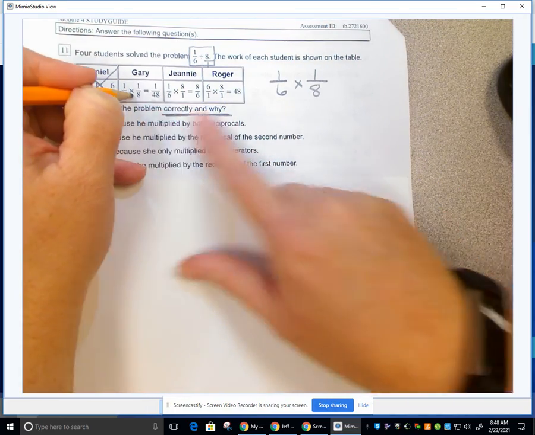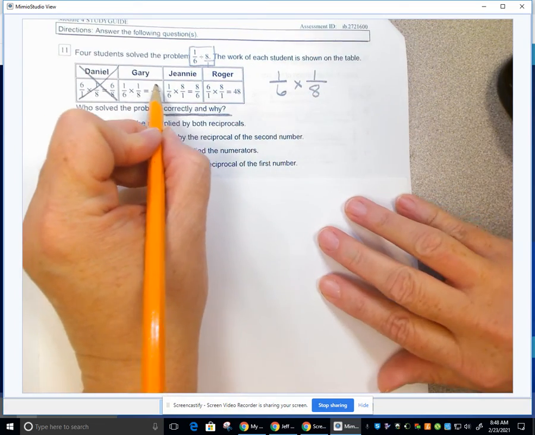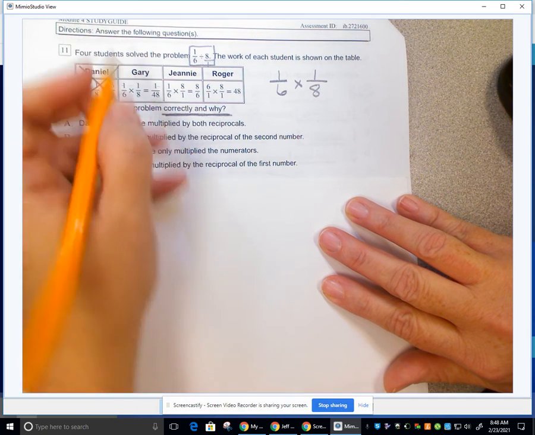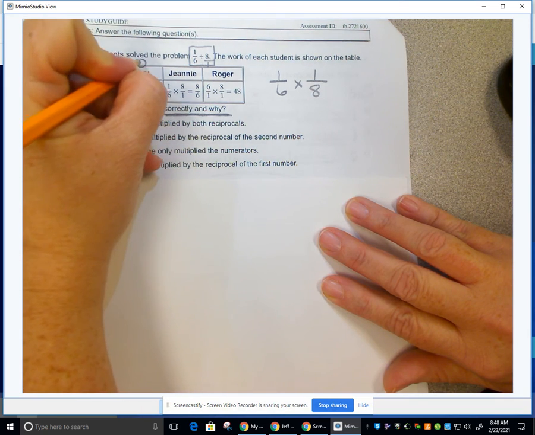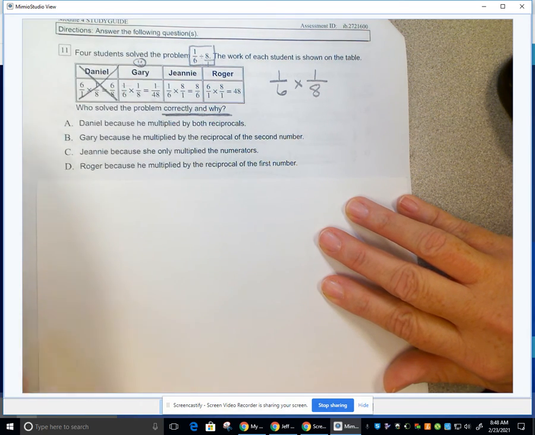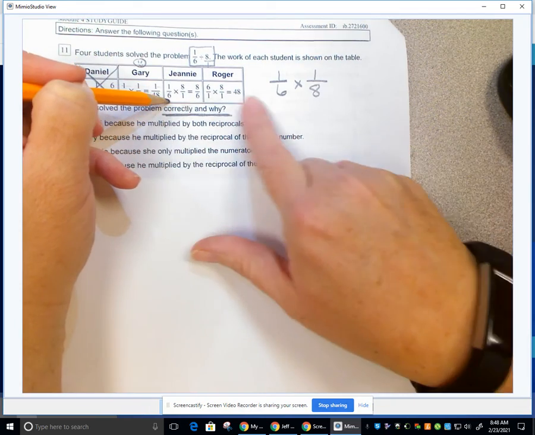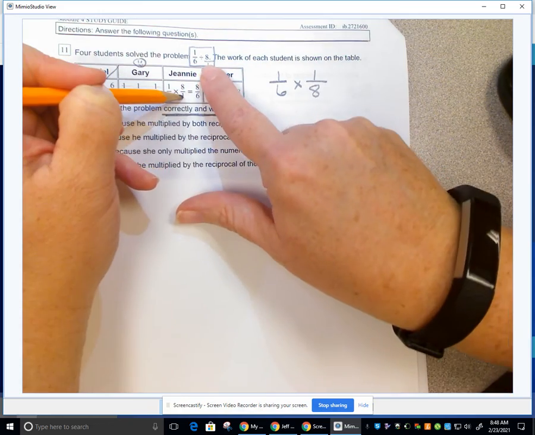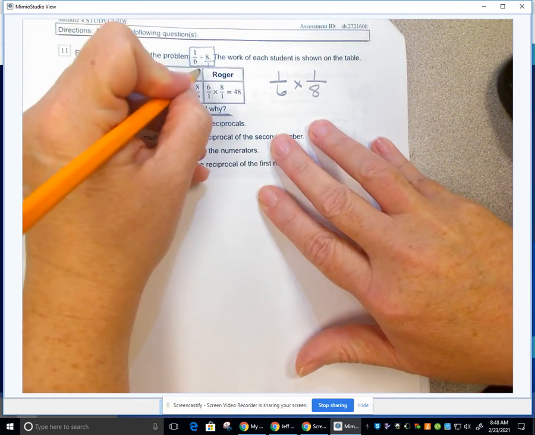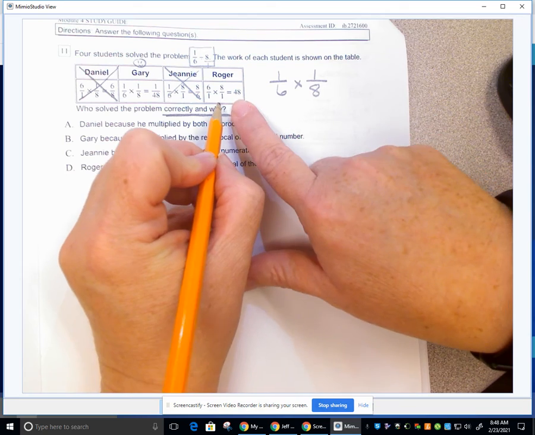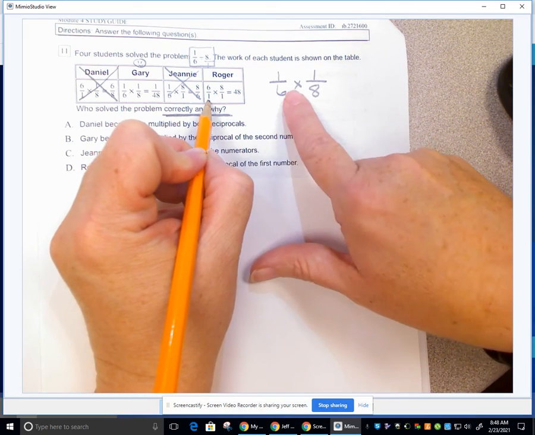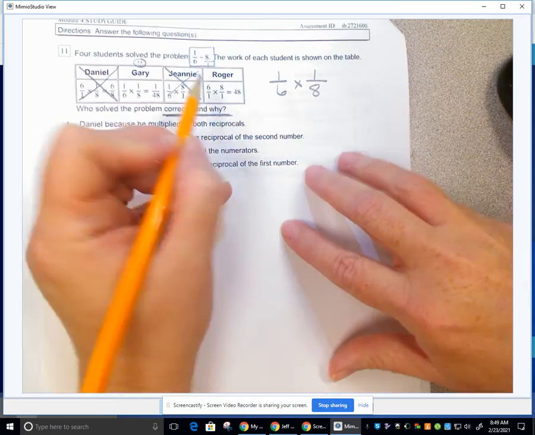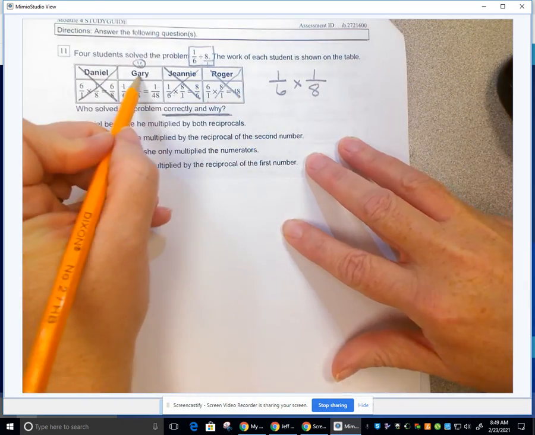Okay, 1/6 times 1/8 equals 1 over 48. He multiplied top times top, bottom times bottom. Gary, I'm liking Gary. Put a smiley face there. Let's look at Jeannie. 1/6 times, okay, 8 over 1. Oops, she didn't flip it, so I don't like Jeannie. Go to Roger. Look what Roger did. Roger flipped the first one. I don't want to flip that. Remember, we keep it. So I'm thinking Gary is right.